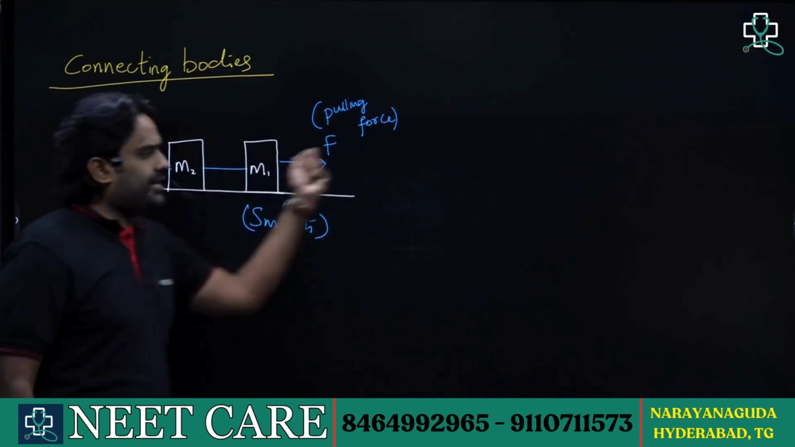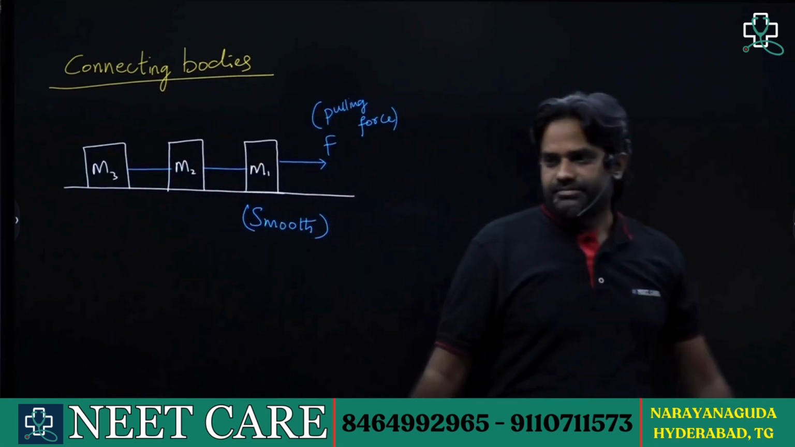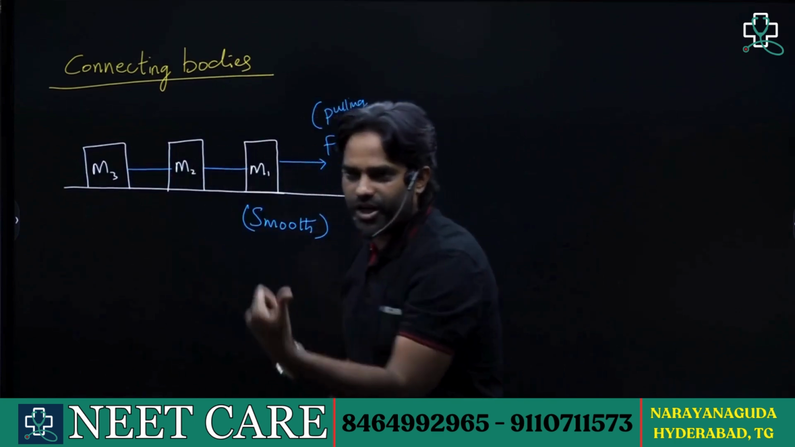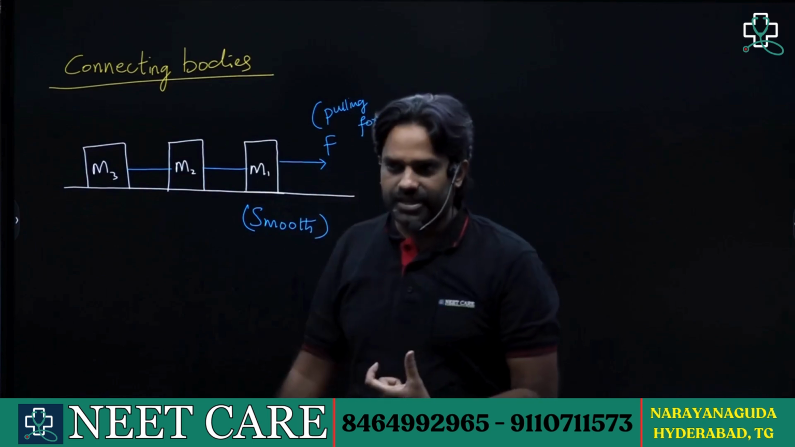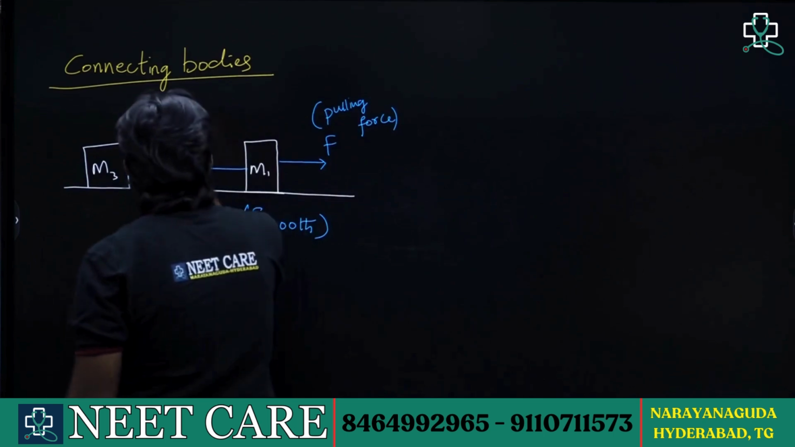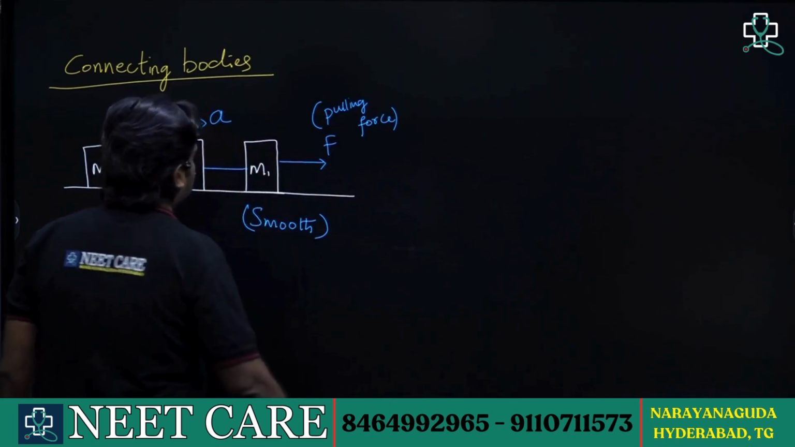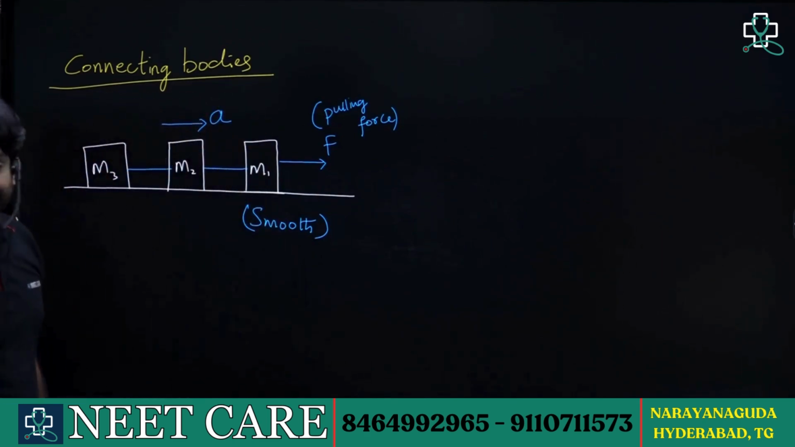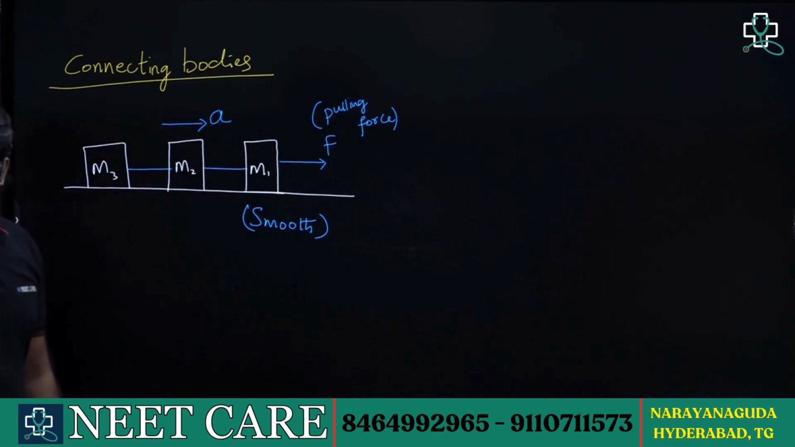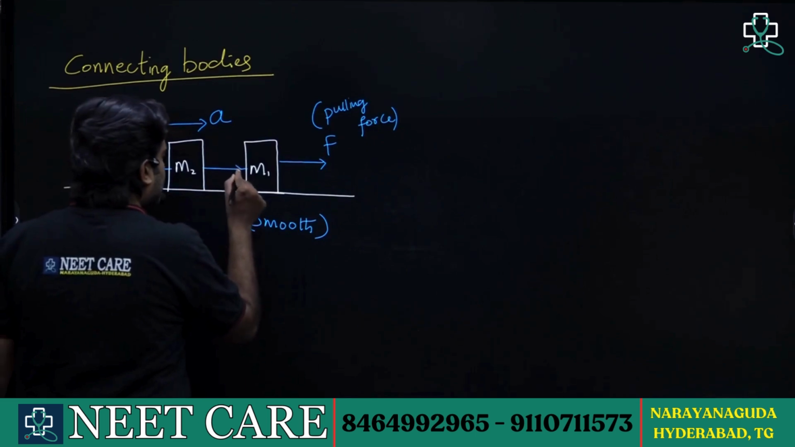See, here M1 is pulled, so that M2, M3 move along with M1. In the previous case, M1 is pushed, so that M2, M3 move or accelerate along with M1 because of contact force. Here also, due to this pulling force, M1, M2, M3 move with acceleration A on the smooth surface. But this happens due to the tension force present in the string. Tension force is responsible for the motion of M2 and M3 because this is a string. Let us consider tension is T1.